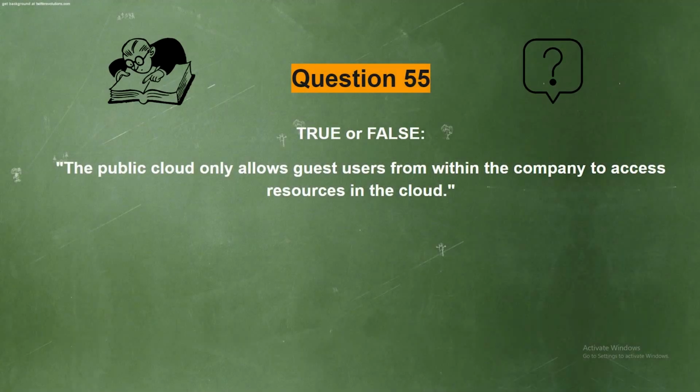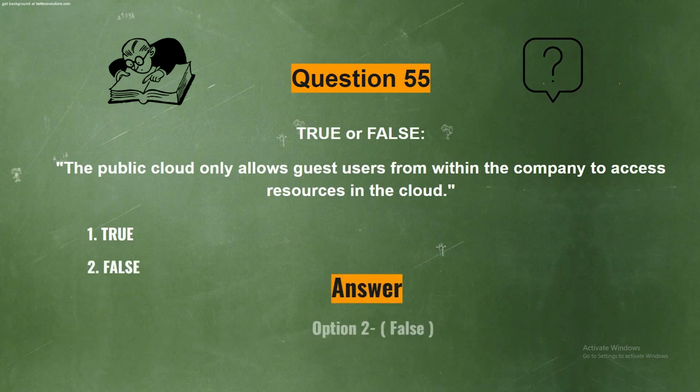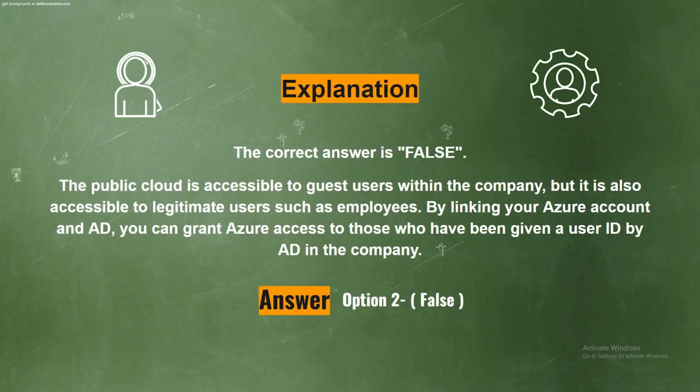Next question. True or false? The public cloud only allows guest users from within the company to access resources in the cloud. And the options are option 1, true, option 2, false. And the correct answer is option 2. Explanation. The correct answer is false. The public cloud is accessible to guest users within the company, but it is also accessible to legitimate users such as employees. By linking your Azure account and AD, you can grant Azure access to those who have been given a user ID by AD in the company.